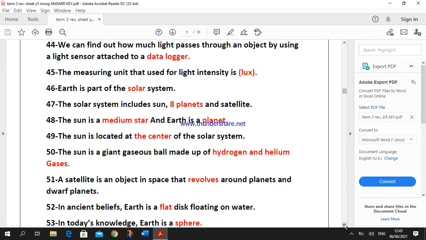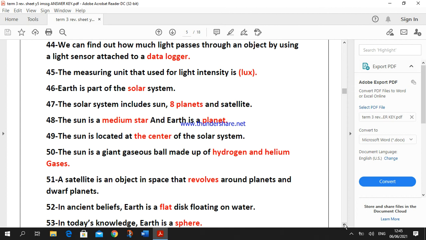46, Earth is a part of the solar system, okay? The solar system includes the sun, 8 planets, and satellites. 48, the sun is a medium star, and the Earth is a planet, okay? Because the sun is composed of gases, while Earth is made up of rocks. And the sun emits light, while Earth is a dark body, okay?